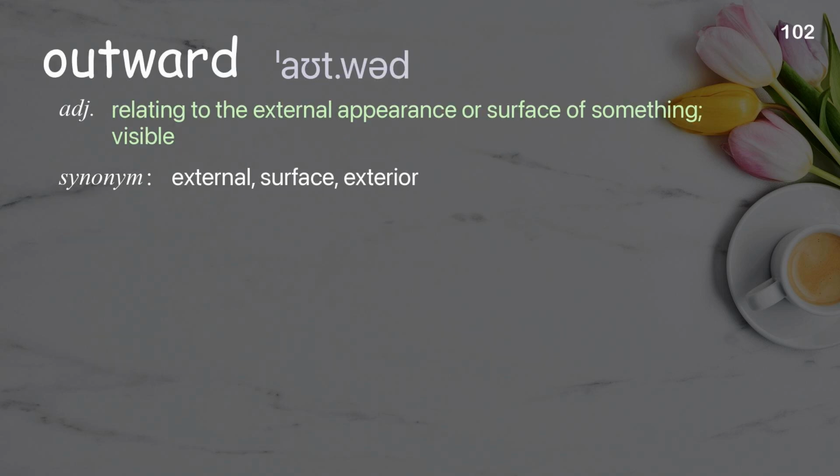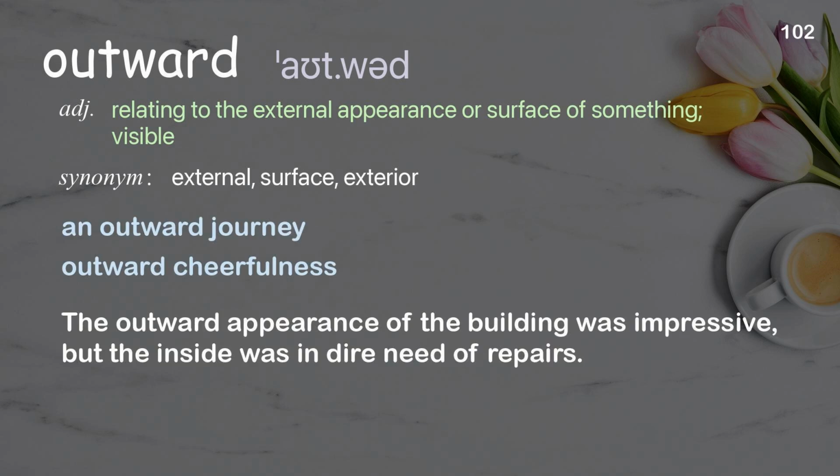Outward. Relating to the external appearance or surface of something, visible. Examples: An outward journey. Outward cheerfulness. The outward appearance of the building was impressive, but the inside was in dire need of repairs.